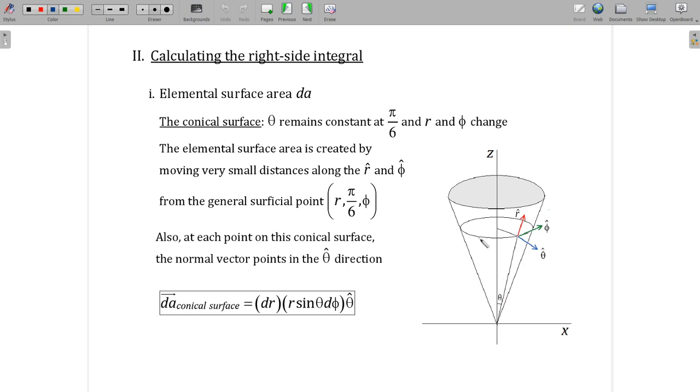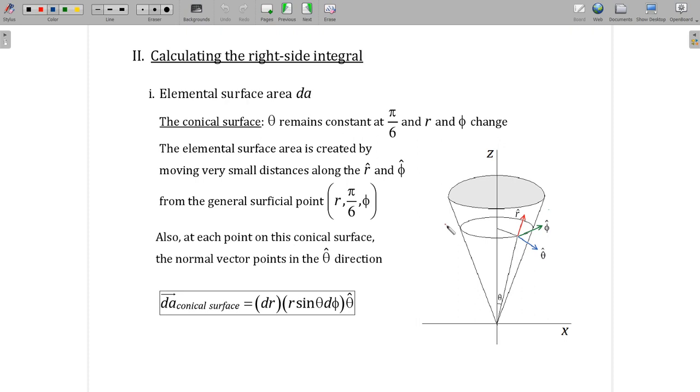So here also, to get the conical surface, it is quite intuitive that if I keep theta equal to pi by 6 and keep varying r and phi, I can take all values of phi between 0 and 2 pi, and for r I can take values between 0 and capital R. I'll get the entire conical surface. So a general point on the surface of this cone would be r, pi by 6, phi, because theta is fixed.